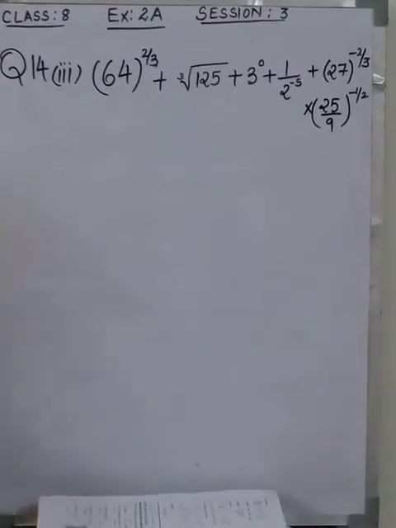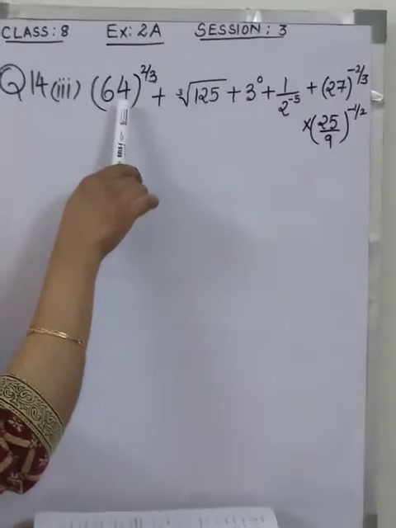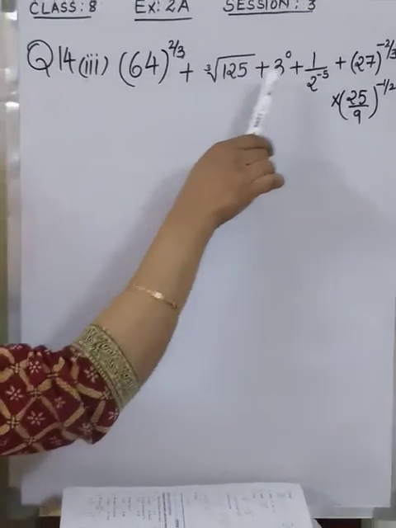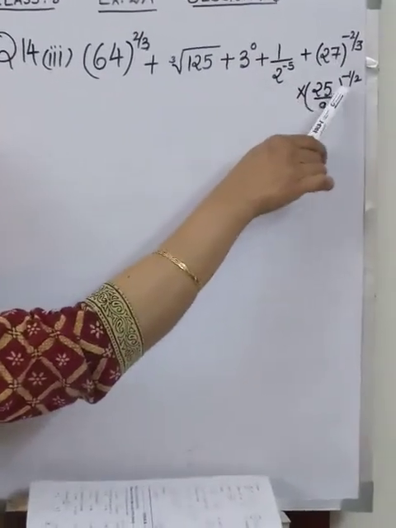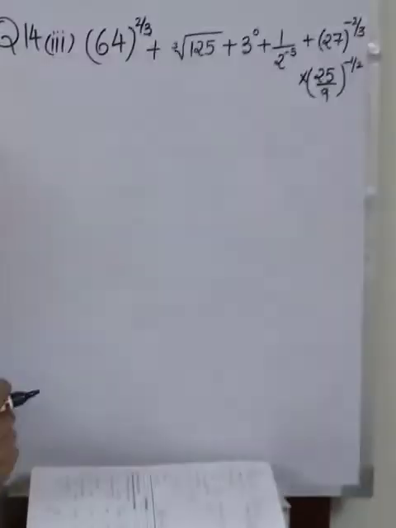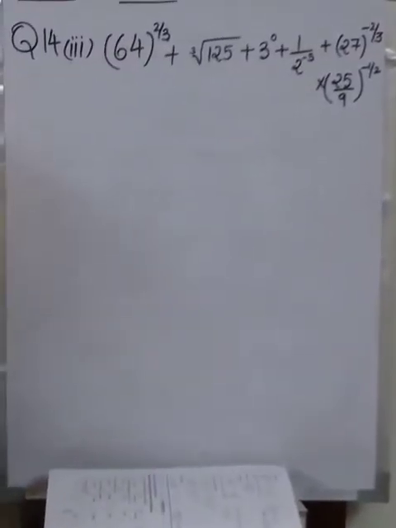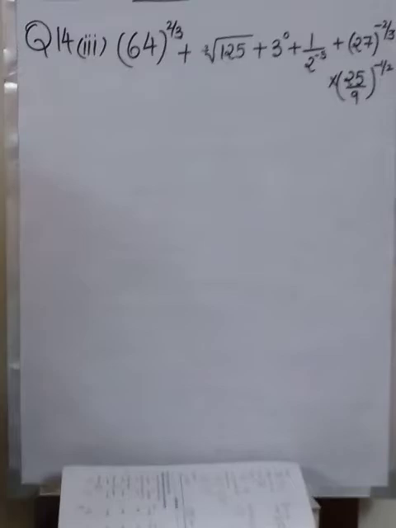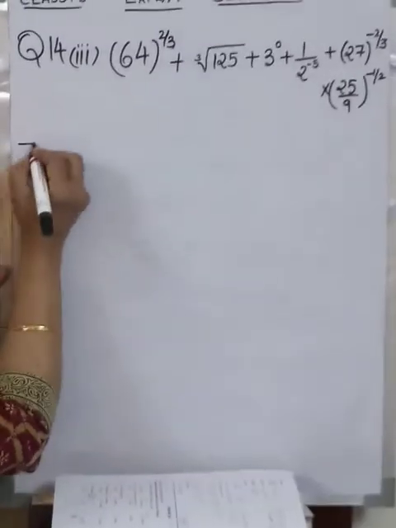Firstly, we will convert all the numbers, that is 64, 125, 27, 25, 9, into exponential form by finding the prime factorization of the given numbers.